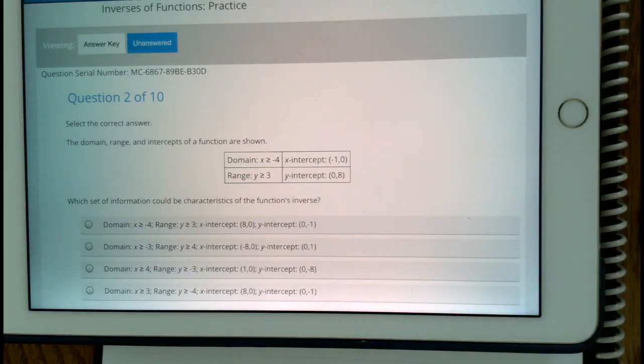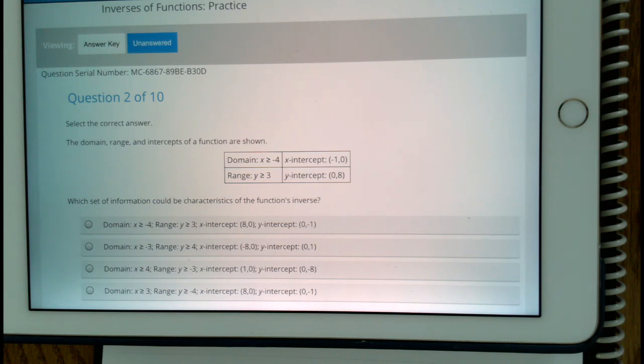Select the correct answer. The domain, range, and intercepts of a function are shown. Which set of information could be characteristics of the function's inverse? Well, the thing is, when we're dealing with inverse, the domain and range switch.